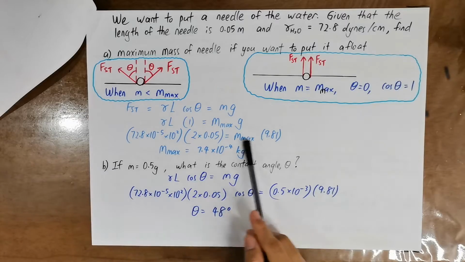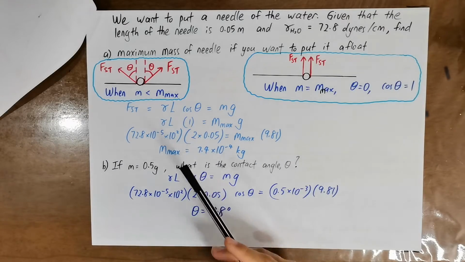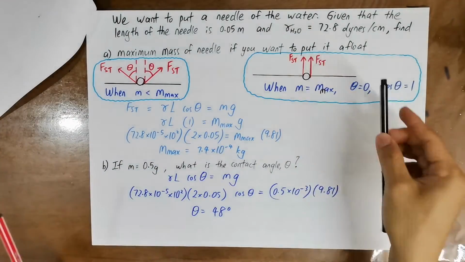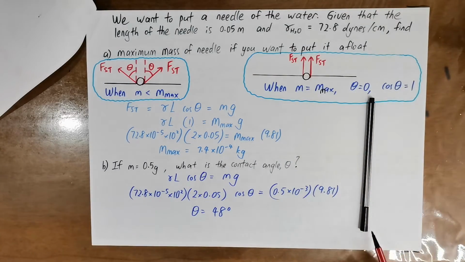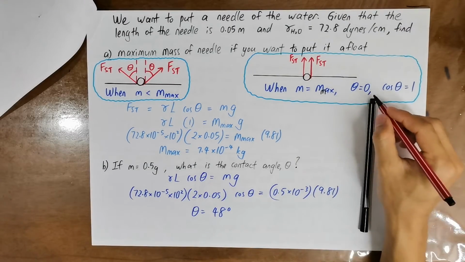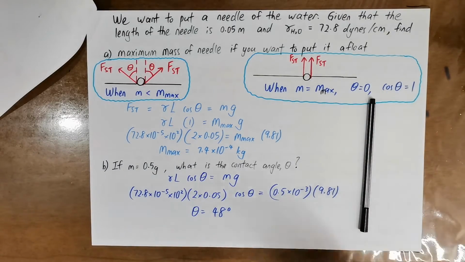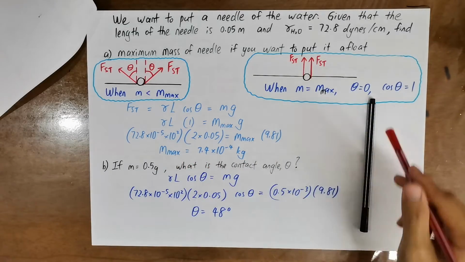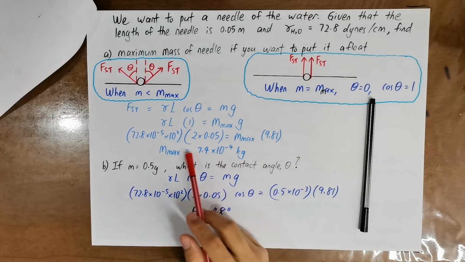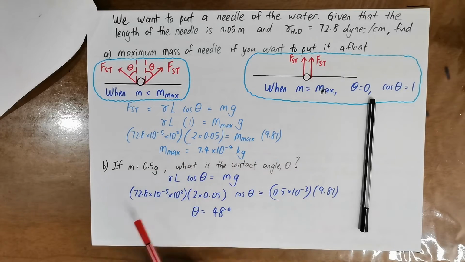So you substitute everything, and you have to remember that, let's say this is your water surface and this is your needle. Then the effective length is this length and also this length. Of course, we assume the length here and here is negligible. So the effective length is 2L, and then you can find the maximum mass of the needle. If m equals 0.5 gram, then what is the contact angle? Then you use the same formula to find it yourself.